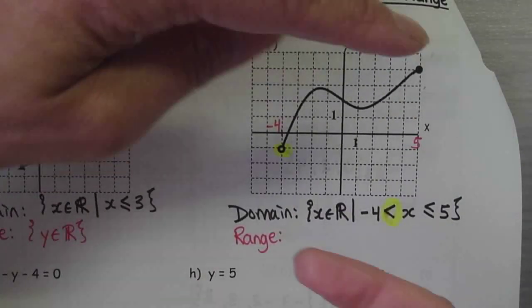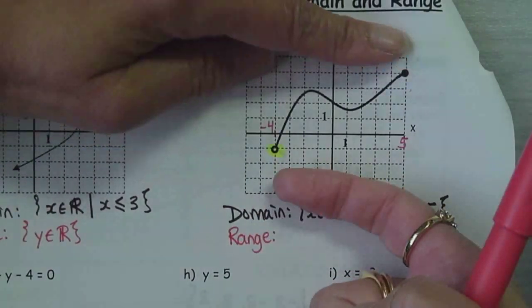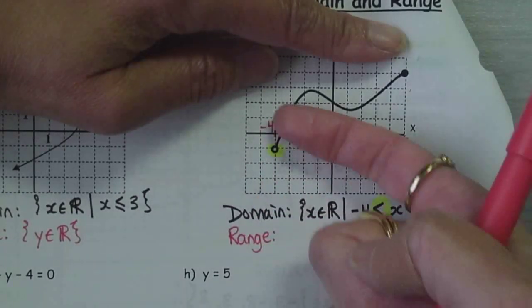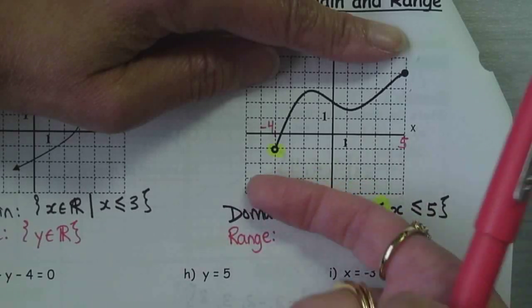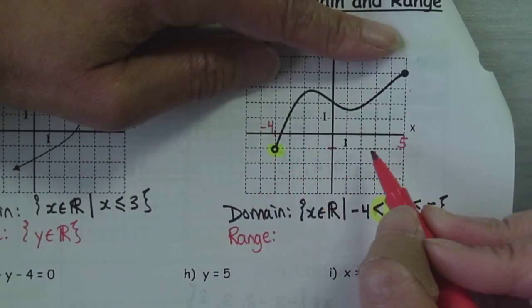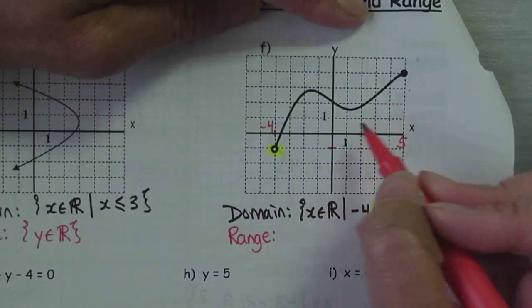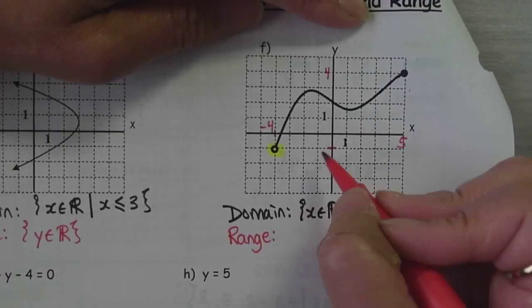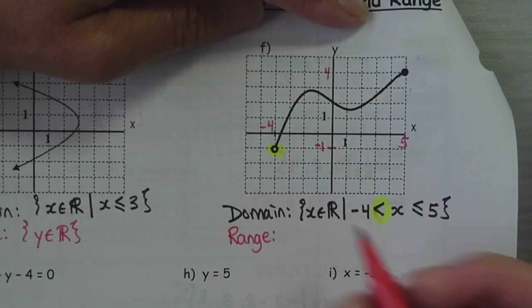how tall, right? How high does the graph go and how low does it go? Is there any restriction? What's the lowest? Always start from the bottom up, right? The lowest possible is -1, right here. And it goes all the way up to 1, 2, 3, all the way up to 4. So that's -1 all the way up to 4.